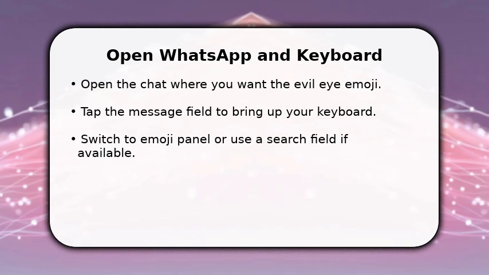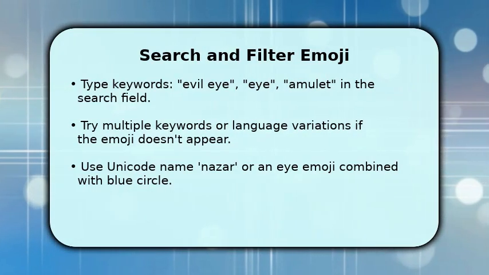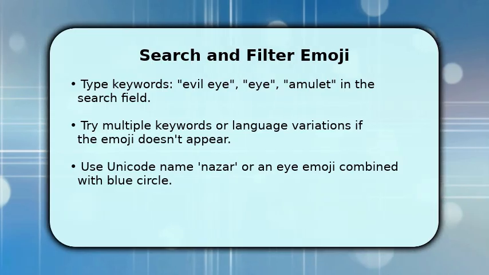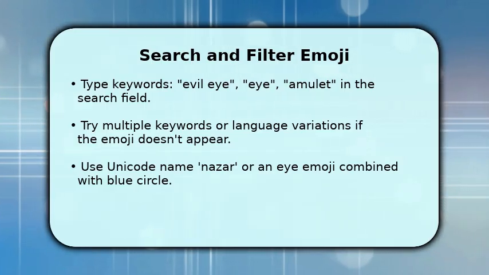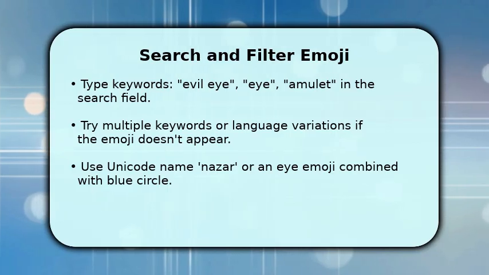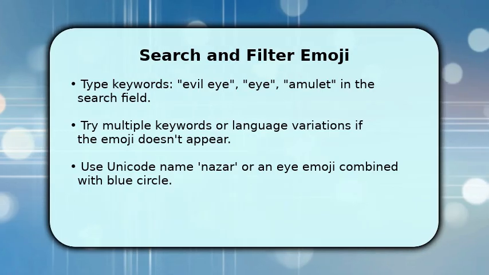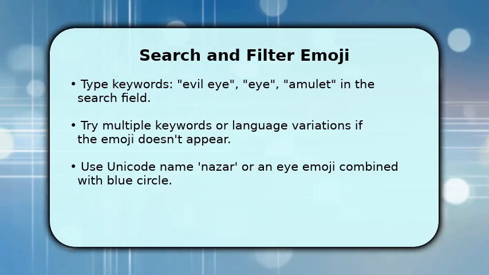Type precise keywords like evil eye, amulet, or local terms such as Nazar. You want to filter emoji results so they pop up immediately. Once you see candidate emojis, compare their appearance to the classic blue amulet. Make sure to try alternate spellings and language variations if nothing appears.